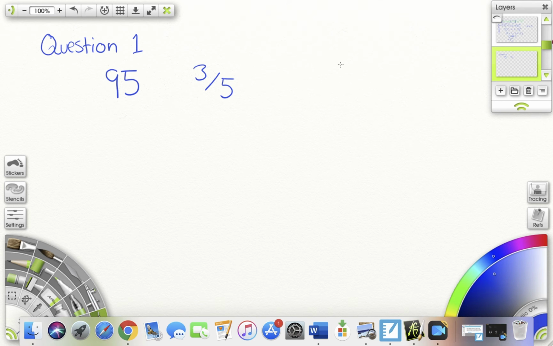So to do this, you're basically trying to find an equivalent fraction. So you're trying to find 3/5. Remember simplifying fractions? We have to find what's equivalent to 3/5 when 95 is the denominator, or the total number that we're working with. So we're trying to find what the numerator is over 95. So this right here is what we need to figure out.